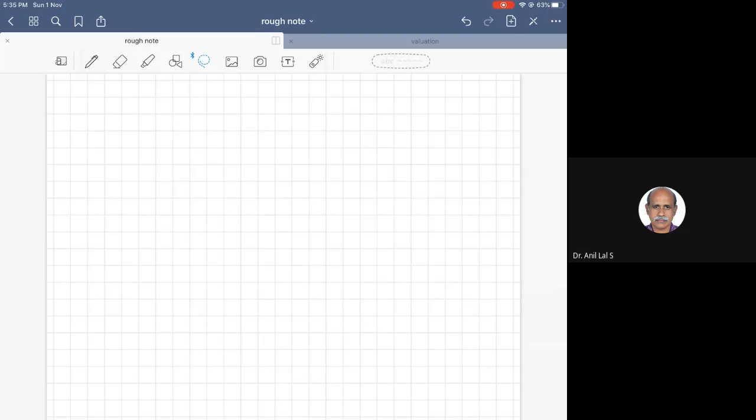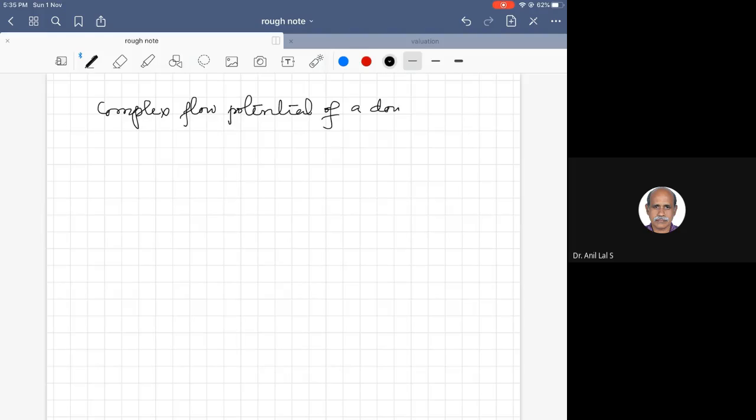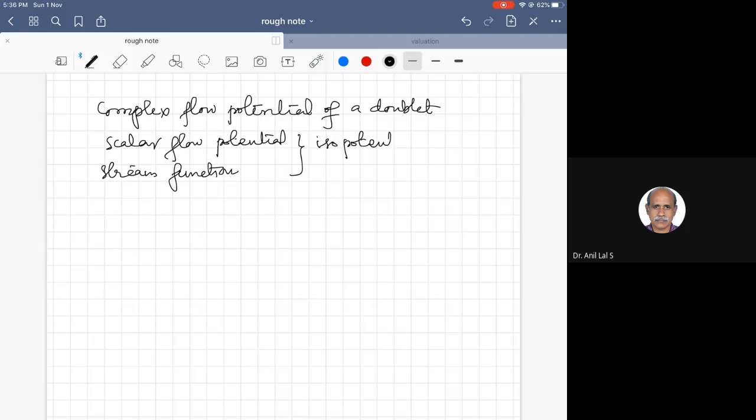In this lecture, I am going to derive the complex flow potential of a doublet, the scalar flow potential, the stream function, and the streamlines, all for a doublet.